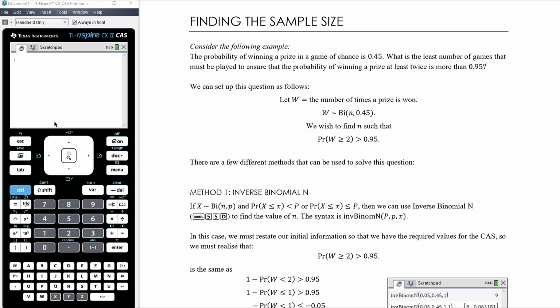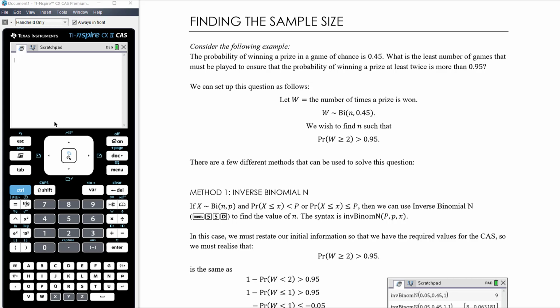So in this case w, and remember when it's a binomial distribution or a discrete random variable, usually it's going to be the number of something. Number of times I see this happen, number of times this happens, whatever it might be. In this case, I'm going to call it w, and w is the number of times a prize is won. Okay, so w is a binomially distributed variable. n is unknown here. We want to find how many times we should play the game to ensure a particular probability. So n is unknown. p, the probability of winning any given game, is 0.45.